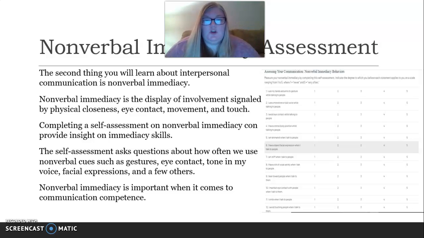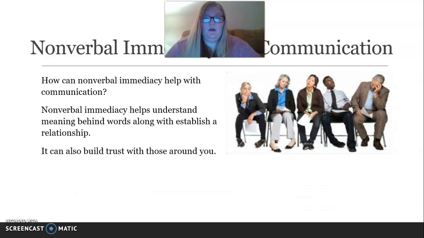Completing a self-assessment on nonverbal immediacy can provide insight on immediacy skills. The self-assessment asks questions about how often we use nonverbal cues such as gestures, eye contact, tone of voice, facial expressions, and a few others. Nonverbal immediacy is important when it comes to communication competence.